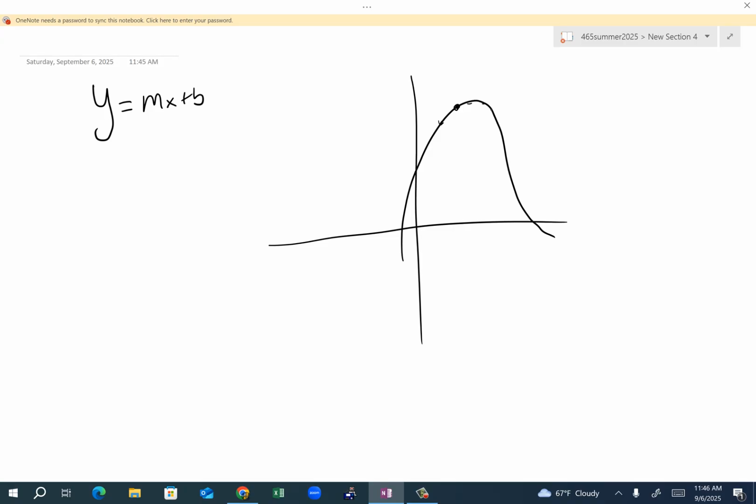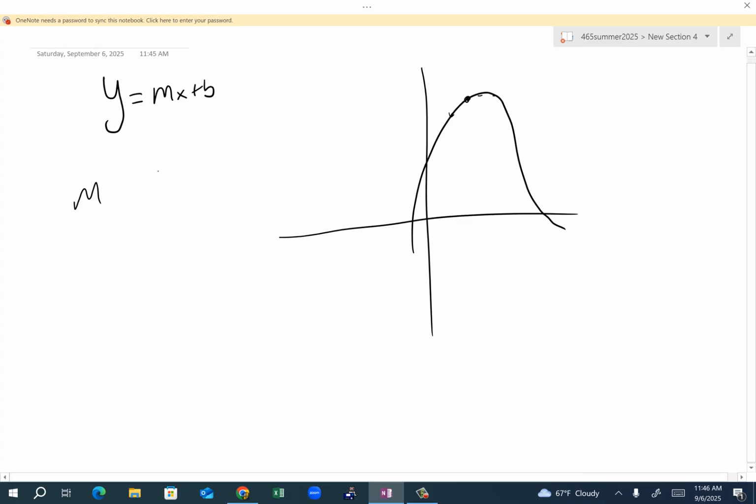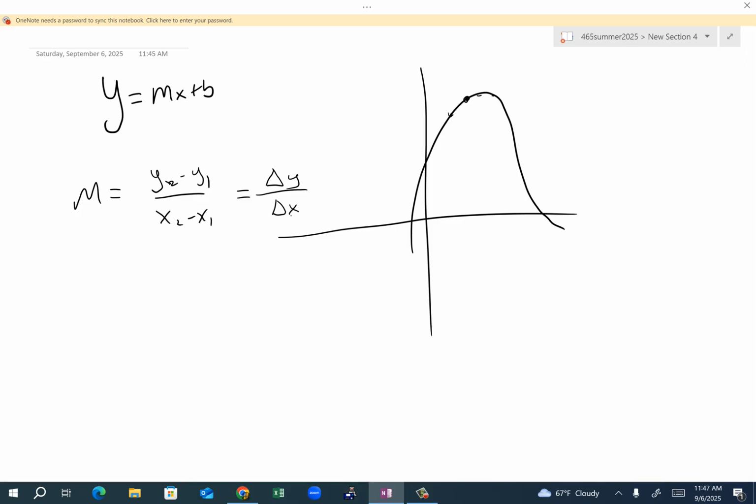But in calculus, we're going to be looking at it a little bit differently. Remember, our slope is y2 minus y1 over x2 minus x1. And by the way, I typically will write this as change in y, that's what delta means, over a change in x. It's the change in them, okay? And so what we're going to look at is, well, right here. But at that point, you can't have a slope at a point. Does that make sense?